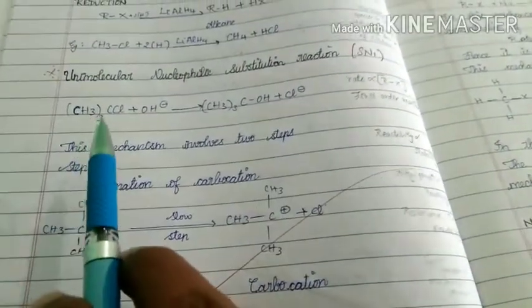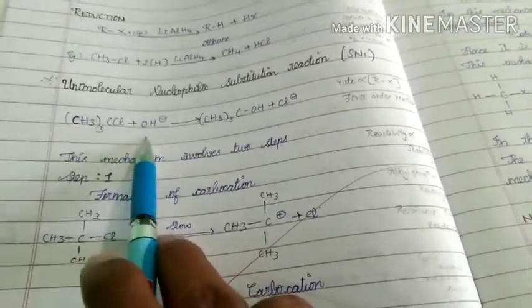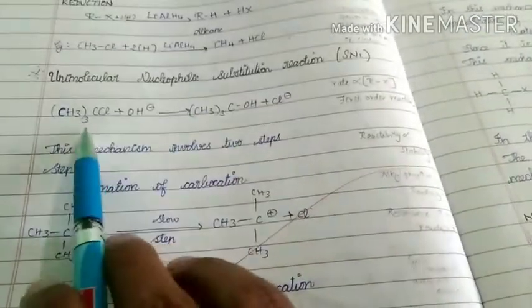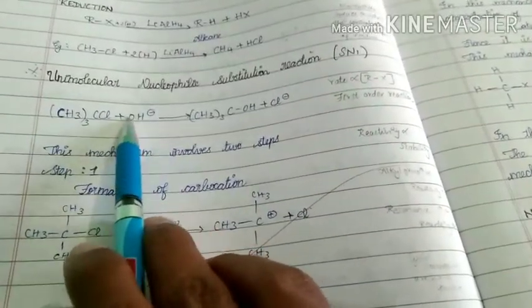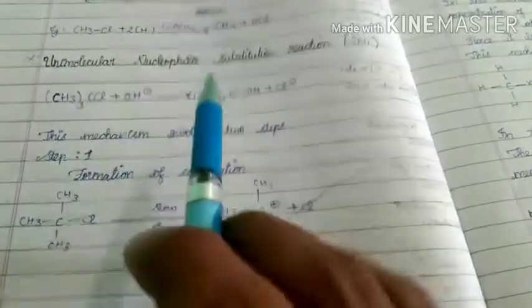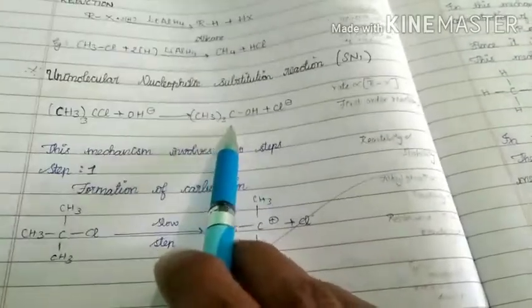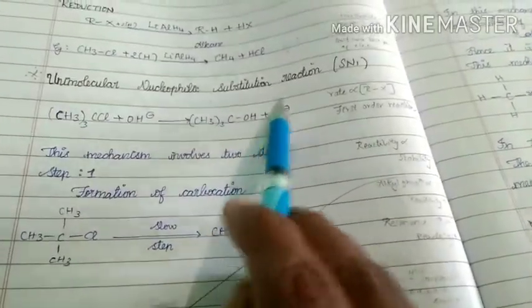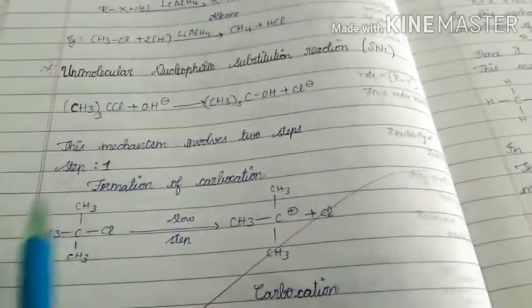See, here one reaction is there. In that reaction, this is alkyl halide. This is nucleophile. We know that all negatively charged species are called nucleophiles. When alkyl halide reacts with nucleophile, then alcohols will be formed by the leaving of the nucleophile. This is the reaction. I took one reaction.